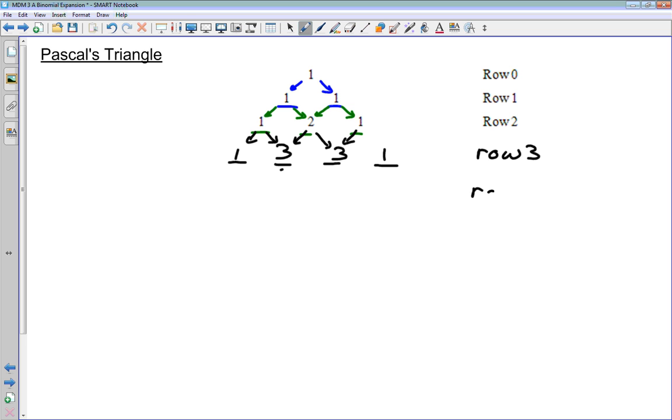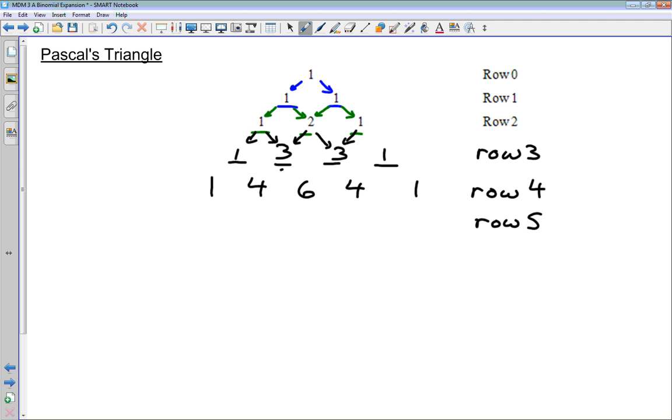And we can keep building this up. Row 4 is going to have a 1 on the outside. 1 plus 3 gives us 4. 3 plus 3 gives us 6. 3 plus 1 gives us 4. And then a 1 on the outside. And this goes on and on.